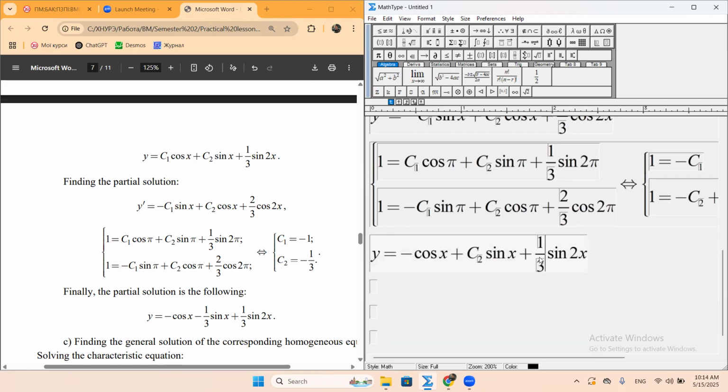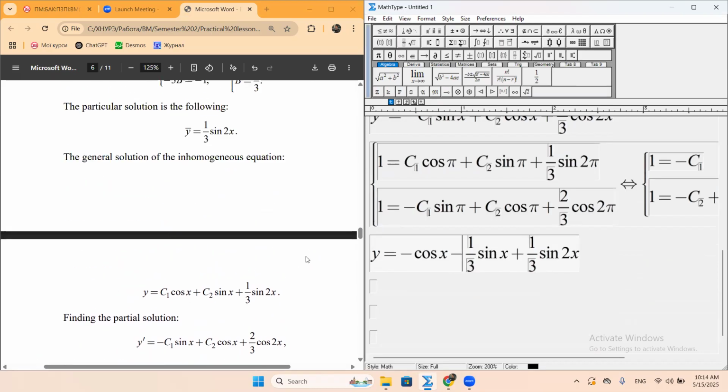minus 1 over 3 sine of x plus 1 over 3 sine of 2x. So this is the final answer. Any questions about this exercise?